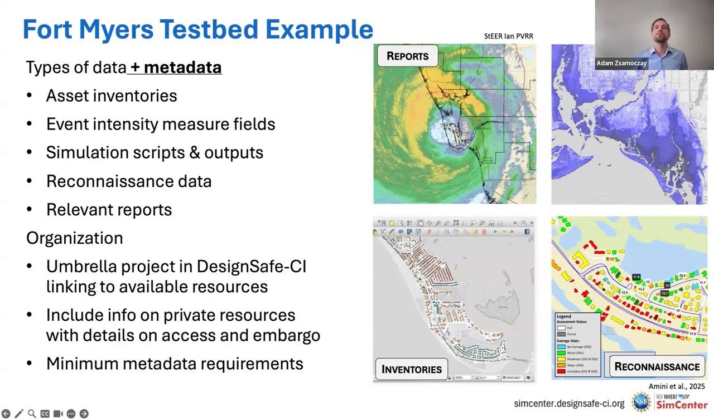So there are 2 more bullets here. It's important that we could share the information about private resources that are available, but maybe not accessible to everyone. Information on an embargo that tells people that certain resources will be available in the future can help them anticipate such resources and plan for working with them. And it's also very important to have minimum metadata requirements so that people don't just dump data into this collection, but provide the necessary information for others to be able to use and leverage the information there.